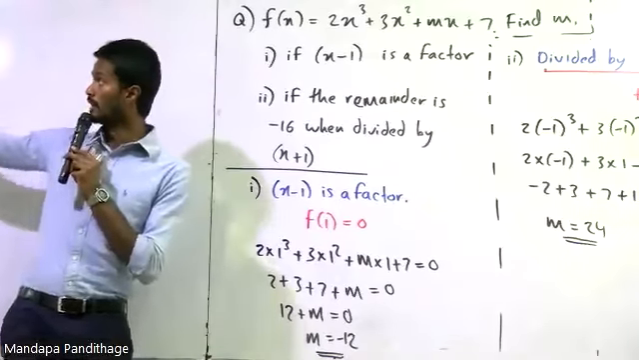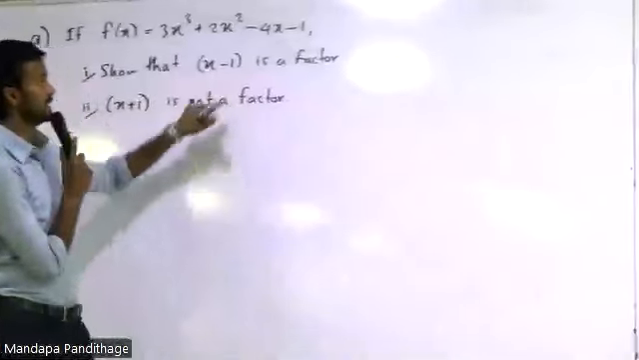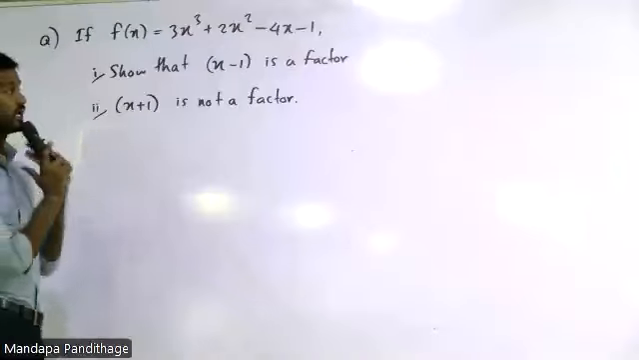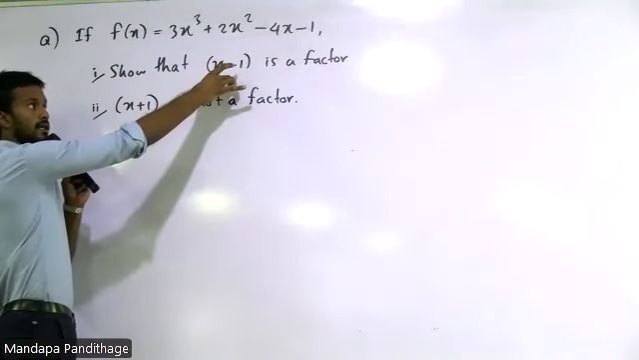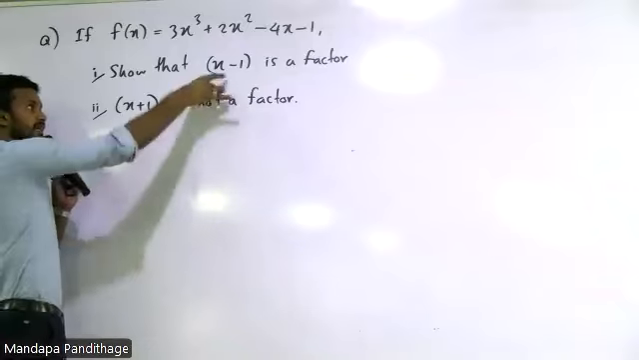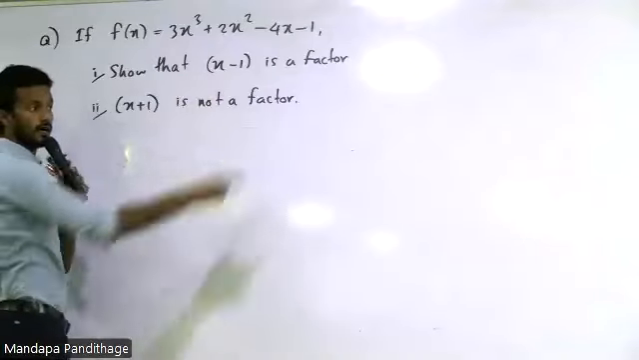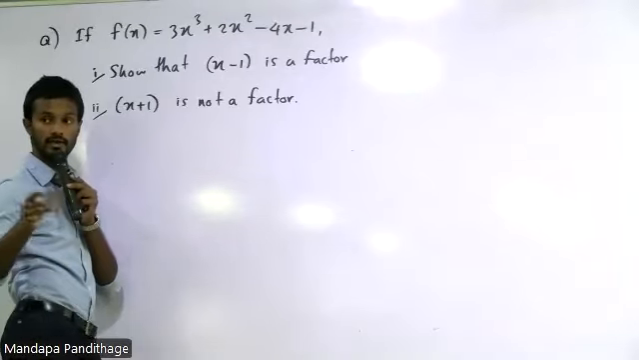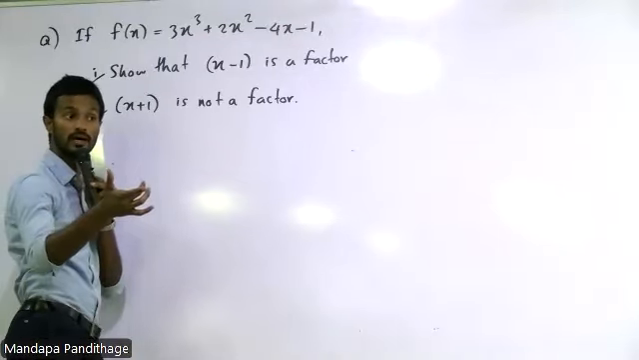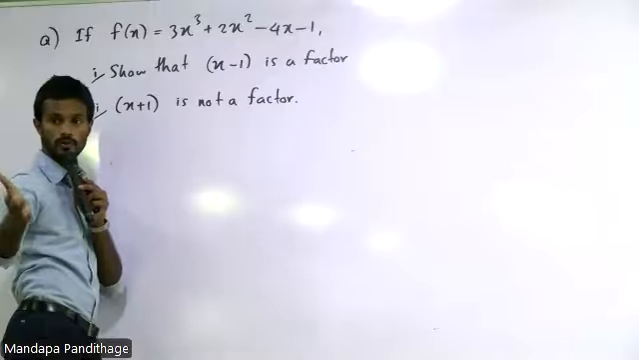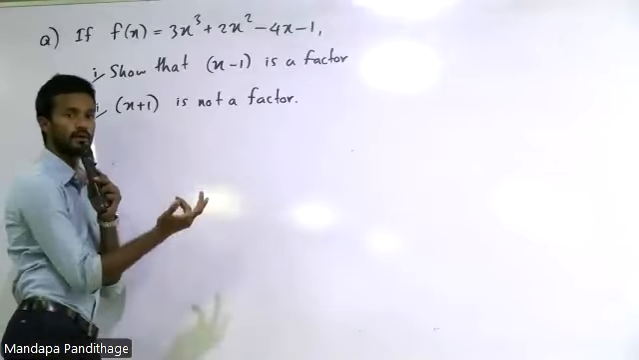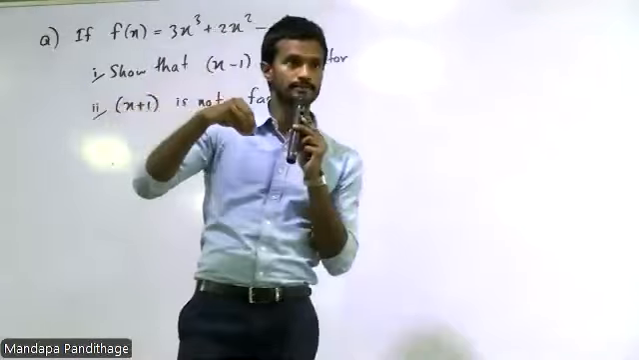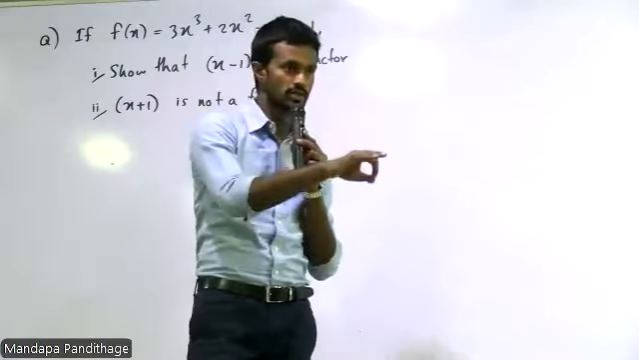But now they are asking us to show that this is a factor. They haven't given that this is a factor. We have to show that this is a factor. Now tell me, if x minus 1 is a factor, what can I write using factor theorem? I need answers. What can we write? f(1) is equal to 0. So that is something that we can write. If x minus 1 is a factor, I can write that f(1) is equal to 0.